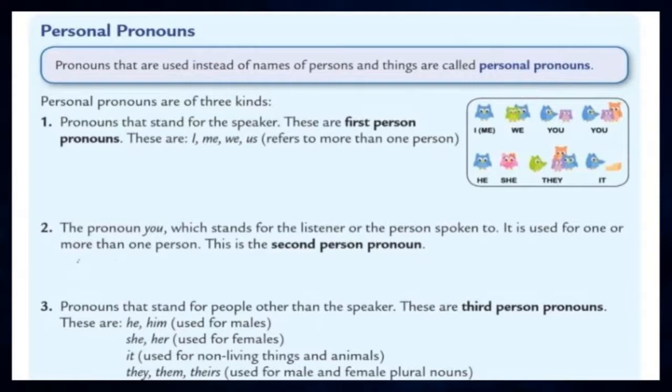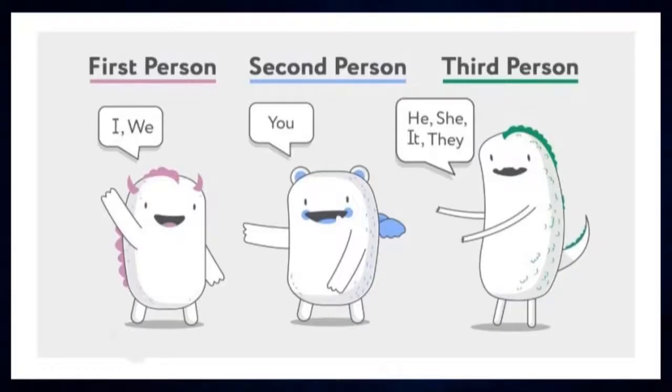And the third person pronouns are he, she, it, they, them, theirs, him, her. And one more thing, look properly. He and him are used for males. She and her are used for females. It is used for non-living things and animals. They, them, theirs are used for male and female plural nouns.